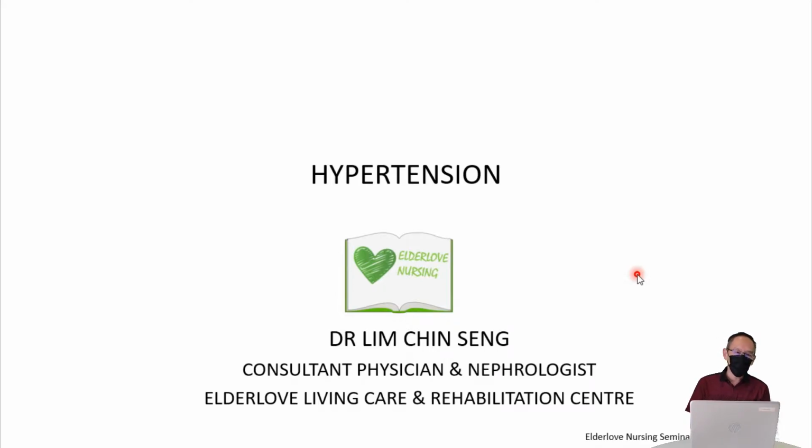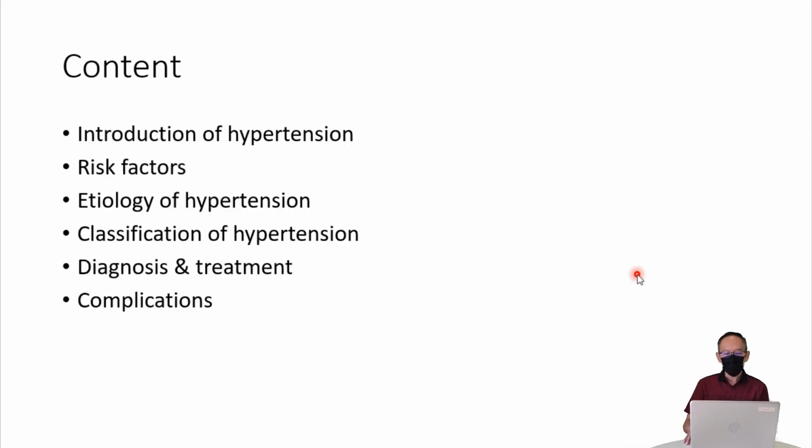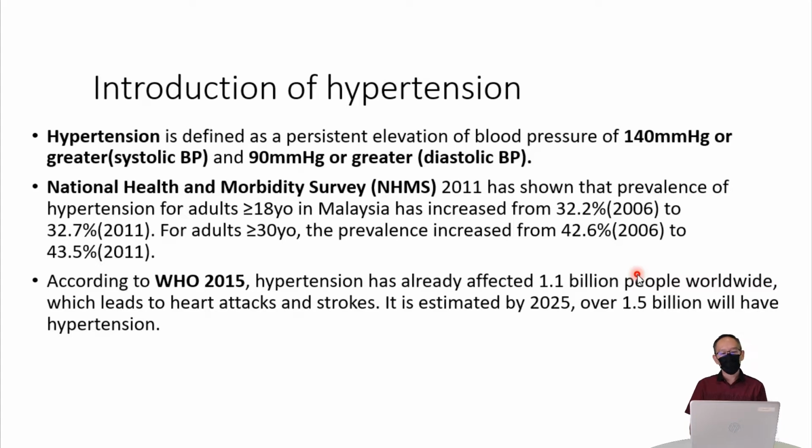So in the next 20 to 15 minutes or so, we're going to explore what hypertension is, what the definition of hypertension is, when to start treatment, what categories of medication are available, and also what the complications are if it is left untreated. Now, hypertension is defined as a persistent high blood pressure level of 140 over 90 or greater.